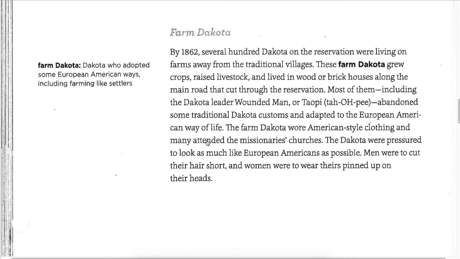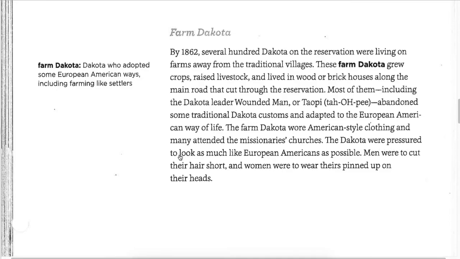We have Farm Dakota. By 1862, several hundred Dakota on the reservation were living on farms away from the traditional villages. These farm Dakota grew crops, raised livestock, and lived in wood or brick houses along the main road that cut through the reservation. Most of them, including the Dakota leader Wounded Man, or Tyopi, abandoned some traditional Dakota customs and adapted to European American way of life. The farm Dakota wore American-style clothing, and many attended the missionaries' churches.